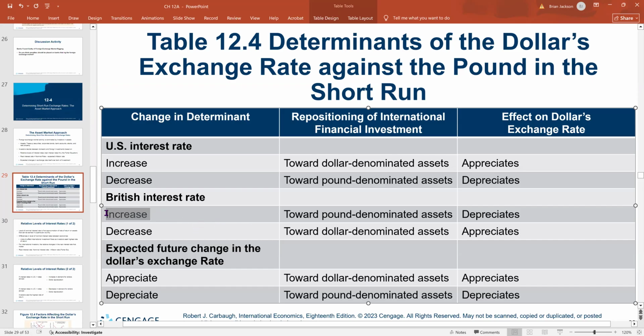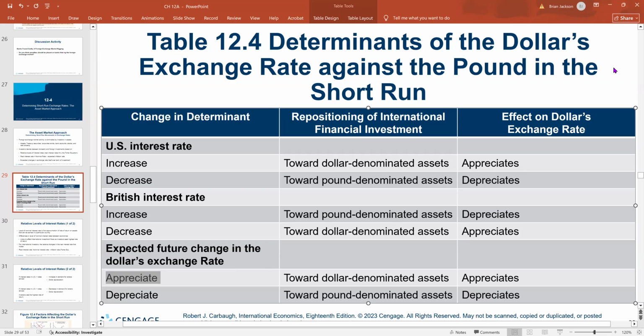So the British interest rate, what if the British interest rate increases? Investors are going to want pound denominated assets. The effect on the dollar is that people don't want dollars. They want pounds so that they can buy British assets because the interest rate's higher there. So the dollar will depreciate and so forth. Hope this makes sense. And down here, at the bottom, we're at expectations of future exchange rate movement.